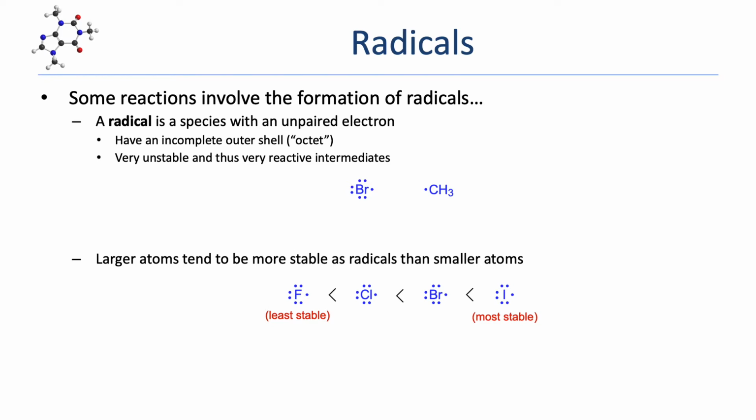more stable. The halogen radicals are among the most commonly encountered radicals when studying organic chemistry. The smallest halogen radical, which is fluorine, is the least stable of the halogen radicals, followed by chlorine, and then bromine, and then the iodine radical, being the biggest of those four atoms, is the most stable.